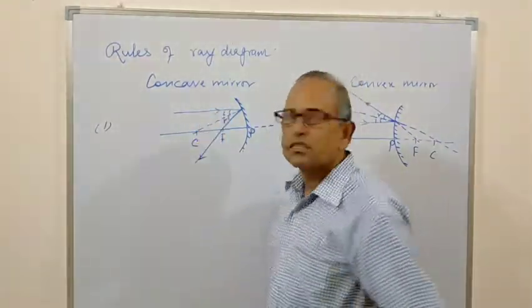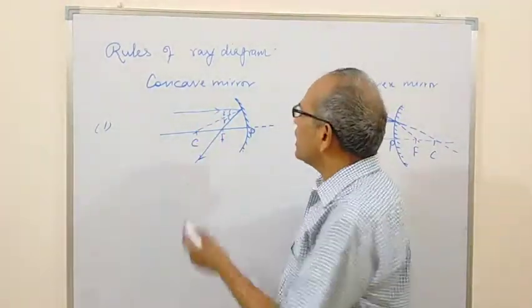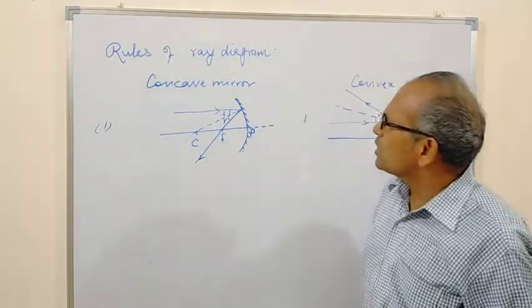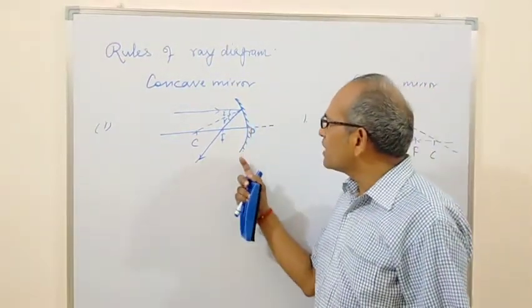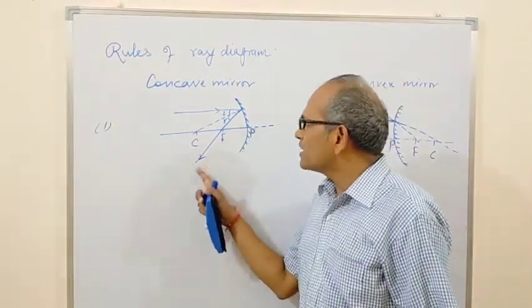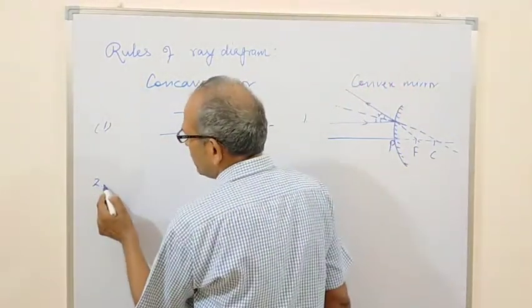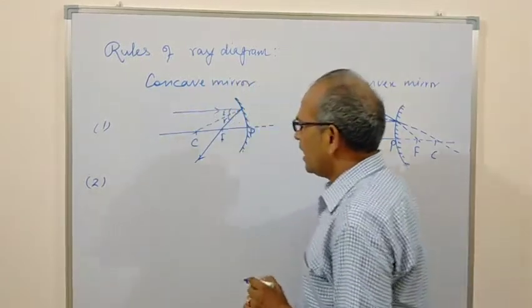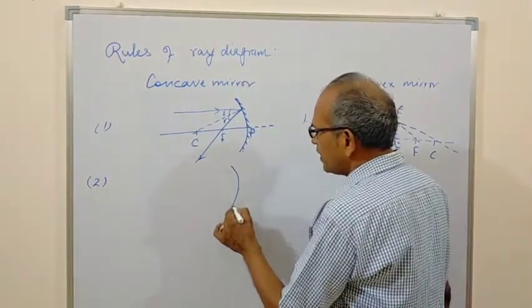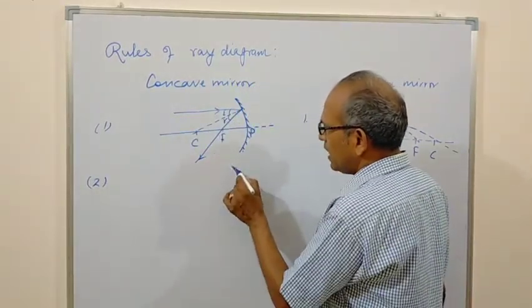What is this first rule? A ray of light incident parallel to the principal axis of a concave mirror is reflected through the focus. Second, students, what if the ray of light is incident at the focus?